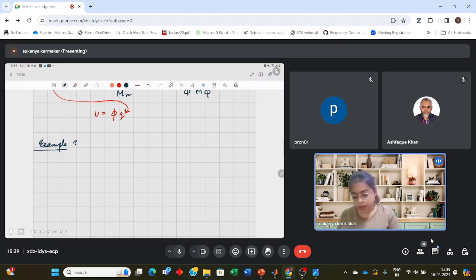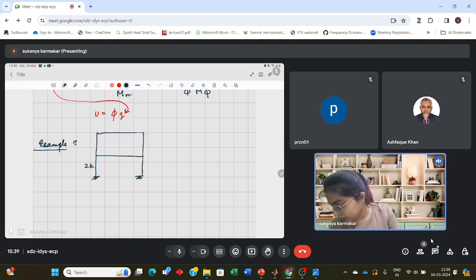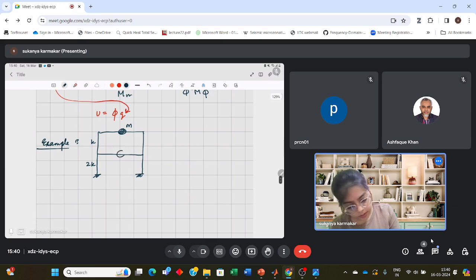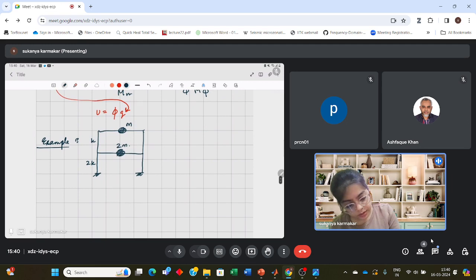Let's see. We have a frame like this. Here the stiffness is 2K. Here the stiffness is K. Here the mass is M. Here the mass is 2M. Here the degree of freedom is U2. Here the degree of freedom is U1. And the heights are H and H.